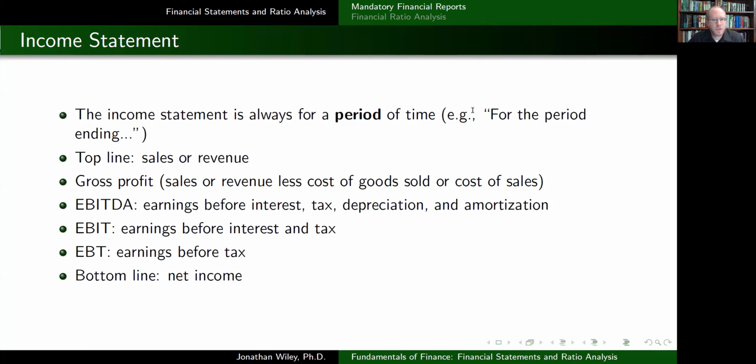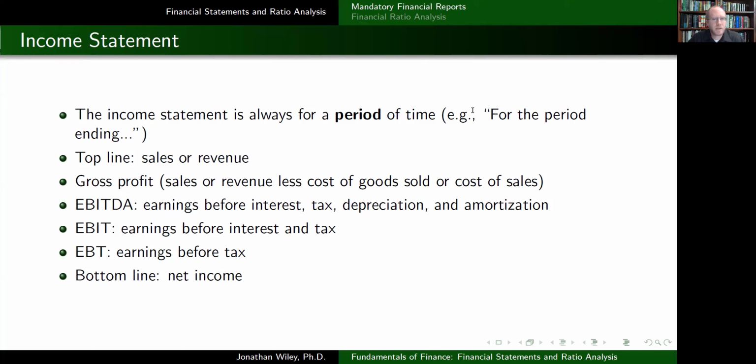And so in this video, I'm going to talk a little bit about the income statement. The income statement is always for a period of time. So for example, for the period ending, for the quarter ending, for the year ending. So it's always for a period of time, which implies a beginning date and an ending date.